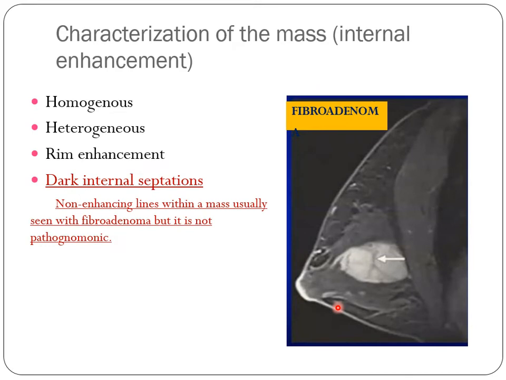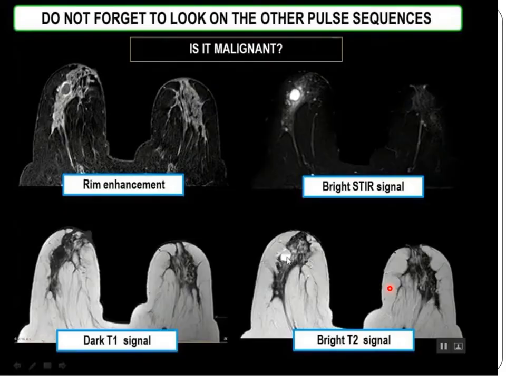For characterization of the mass, the internal enhancement is very important to check. Non-enhancing septations within a mass are usually seen with fibroadenoma, so this is a good sign. But it is not pathognomonic just for fibroadenoma. You have to think about that also, because sometimes triple negative breast cancer can look just like a fibroadenoma. Keep this point in mind.